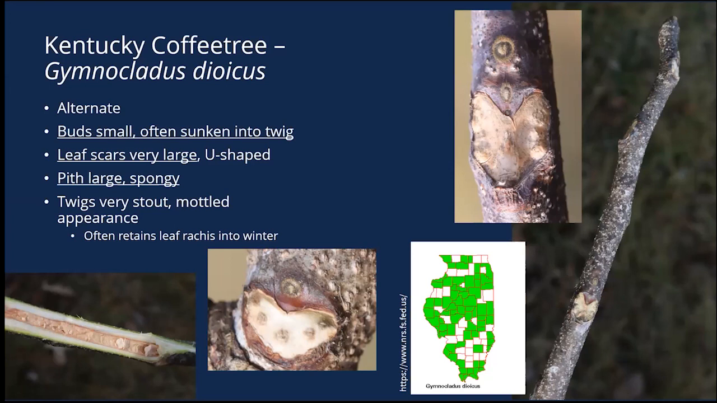It looks like an old dead twig, but they're very, very thick, huge, large leaf scars, U-shaped with large bundle scars in the leaf scars that are very noticeable. This is one that you can break open, look at the pith. The pith is going to be large and spongy and kind of light colored in coffee tree. That really jumps out, makes it noticeable. The twigs are very, very stout, like I said, usually mottled in appearance, and many times they'll hold on to the rachis of the leaves well into the winter. So the leaflets will fall off, but the rachis will stay, and that seems to be common in coffee tree.